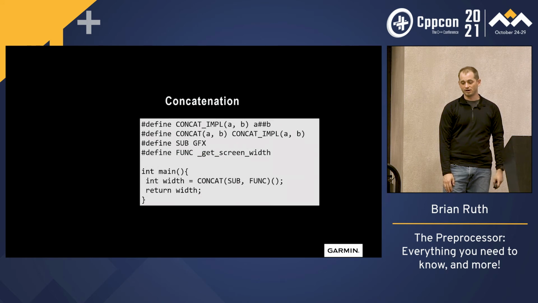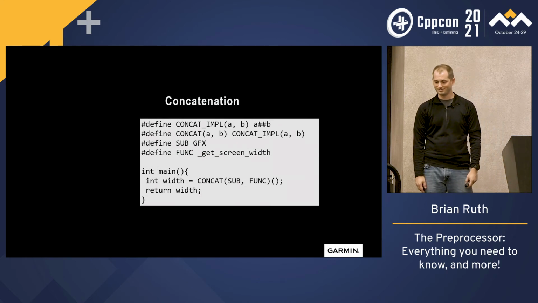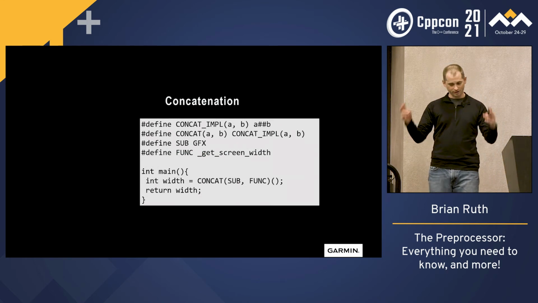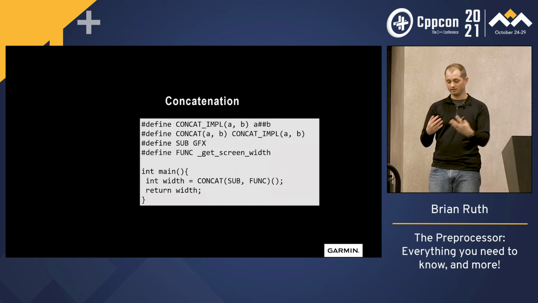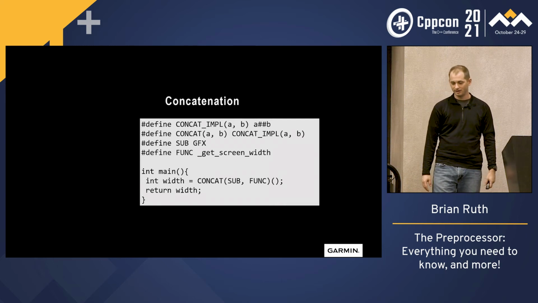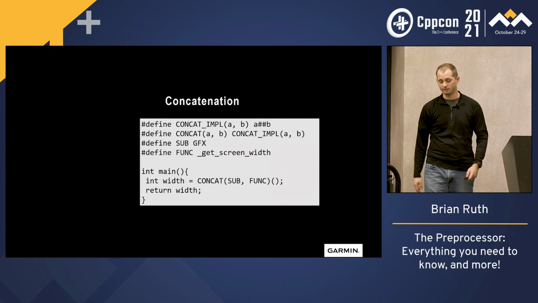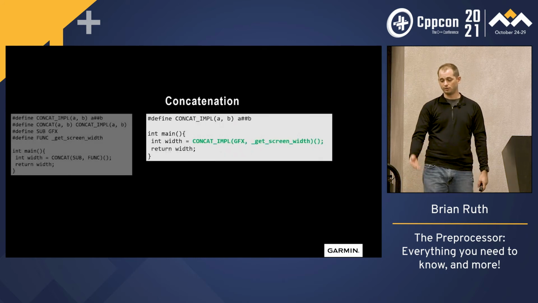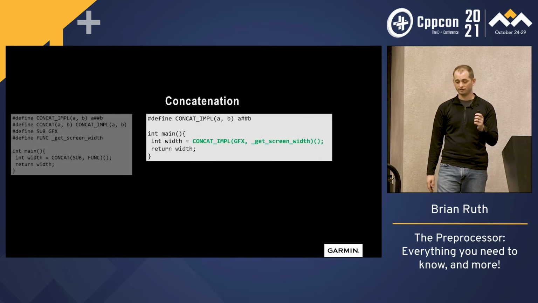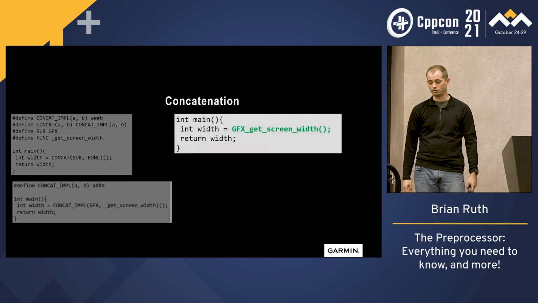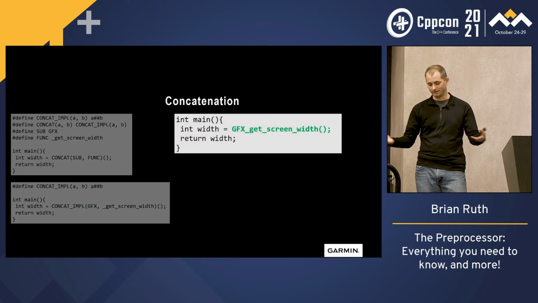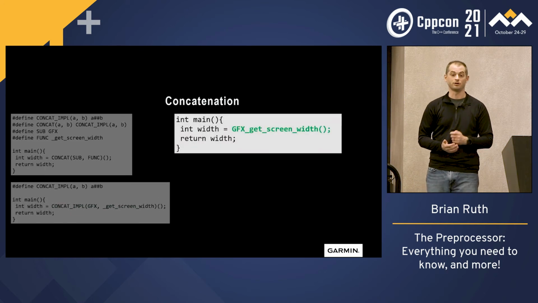And here's our double level of indirection. So we've got our submodule that we're in, the function that we want to append to it, and we've got our double level of indirection. The first thing it's going to do is replace with those two strings. Then it's going to replace with the actual string, and that was a very convoluted way to call a function.